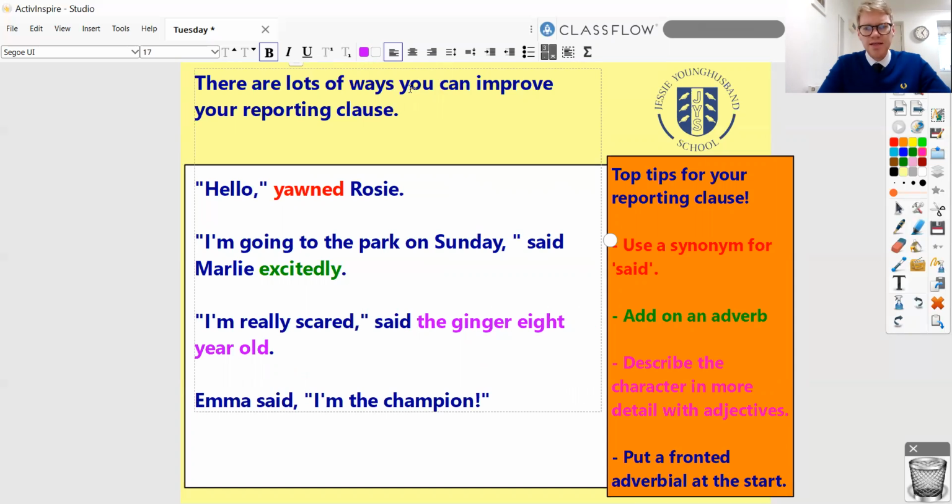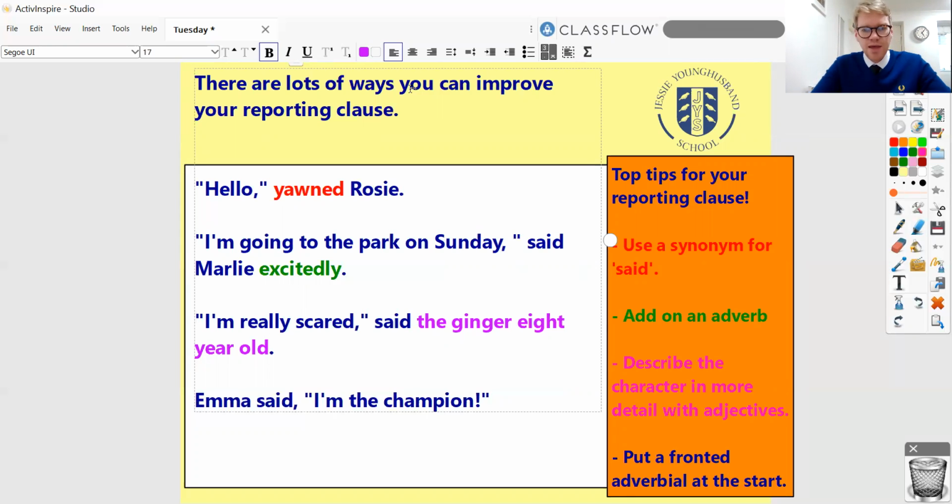"I'm really scared," said the ginger 8-year-old. And that might be a nice way of improving our reporting clause, particularly if you've got a conversation between 2 characters. You don't want to say, said Fred, said Rosie, said Fred, said Rosie, said Fred, said Rosie. You want to mix it up a little bit. So maybe you could say, said Fred, said Rosie, said the 8-year-old girl, said the blonde-haired man, whatever. So that's quite a nice way that you can do it.